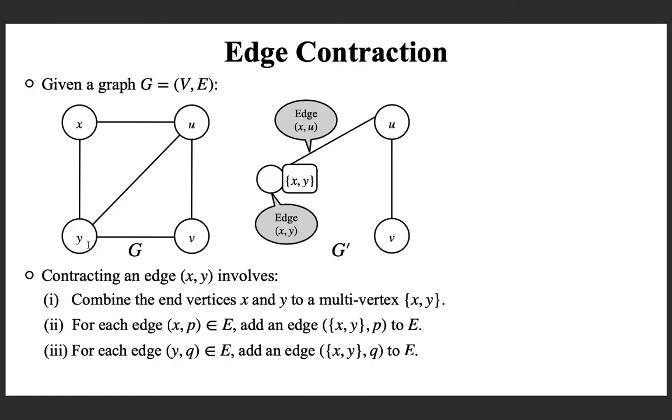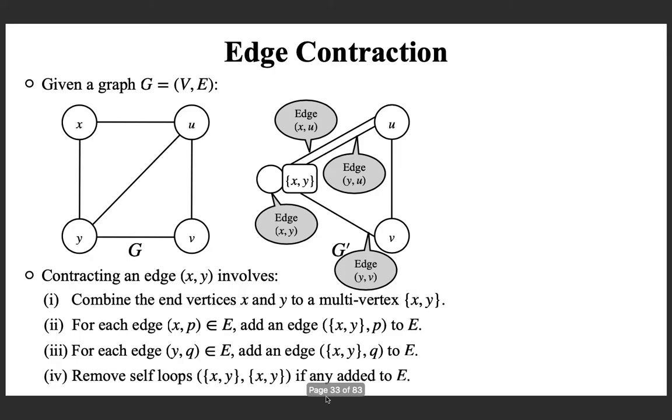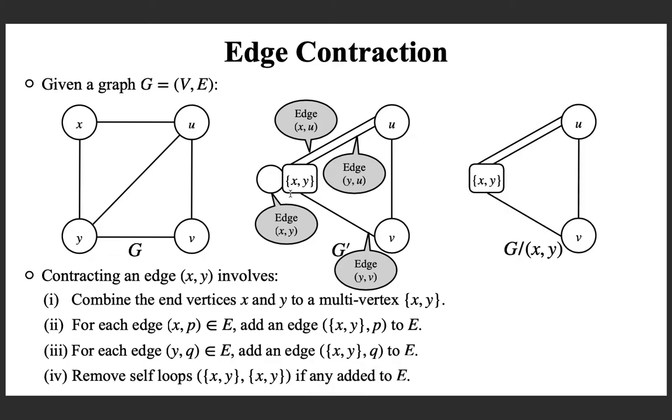From y there is an edge leaving to u, so you are adding that edge yu, and from y there is another edge going to v, so you are adding this. I hope you are getting me. And after this you remove all the self loops added to the multi-vertex. So this is a self loop from xy to xy. You just remove it. So this is edge contraction.